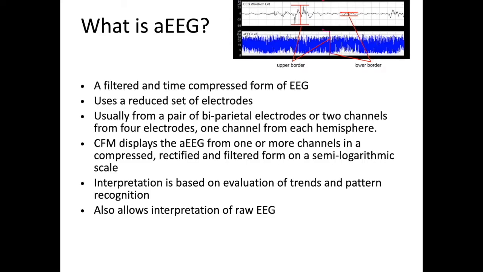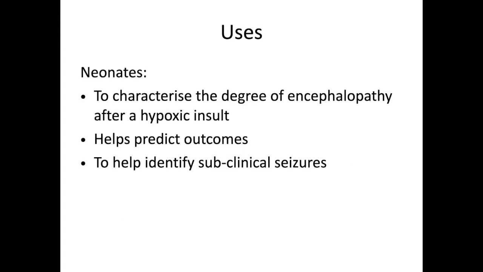And then the cerebral function monitoring displays this amplitude integrated EEG from one or more channels in this compressed, rectified, and filtered form on a semi-logarithmic scale. The reason why this is so good is because it enables the raw EEG to be compressed and shown as a pattern that we can recognize changes in trends or changes in the pattern. And so it's easy for non-neurophysiologists to interpret. But it also provides you a raw EEG sample, so you can look at the individual timestamp and look at the EEG and see, is there any epileptiform activity at that point.